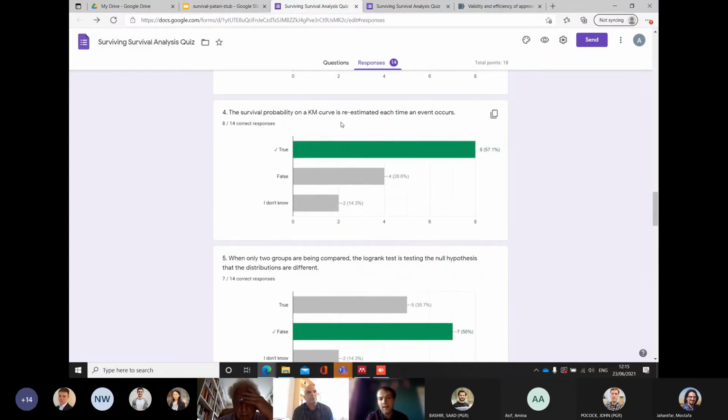So the survival probability on a KM curve is re-estimated each time an event occurs. This is what Noor talked about for a little bit, and it's because the data is censored, so you can't use every single participant at each time point. You can only use a participant up until the point at which they're censored, and therefore the survival probability is recalculated at every single time point. I can't quite remember the formula off the top of my head, but Noor displayed it on his slides.